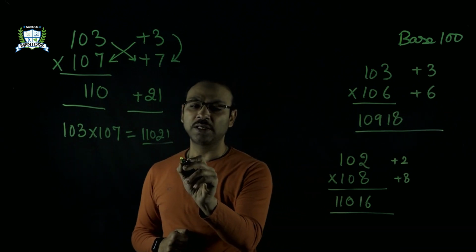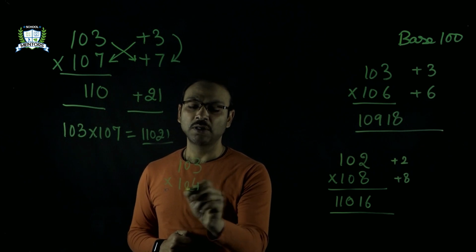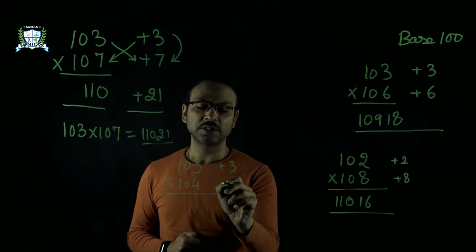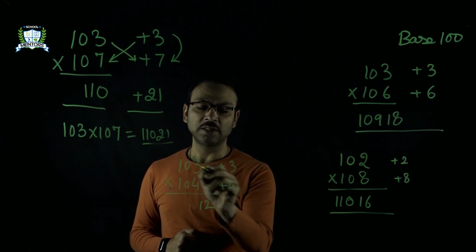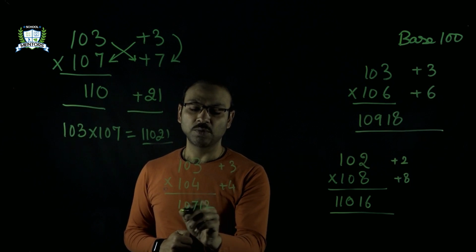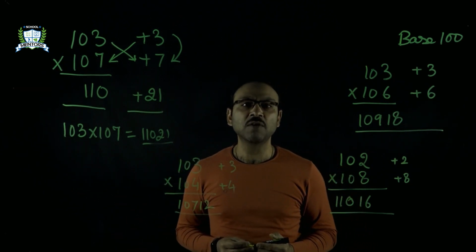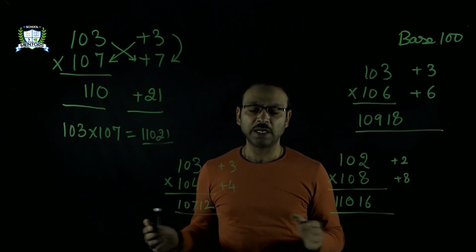Once more, let's say 103 multiplied by 104. So 103 is 3 more, this is 4 more. So 3 4s are 12 and 103 plus 4 is 107. So 10712. So I hope in this video your confidence has increased a little.